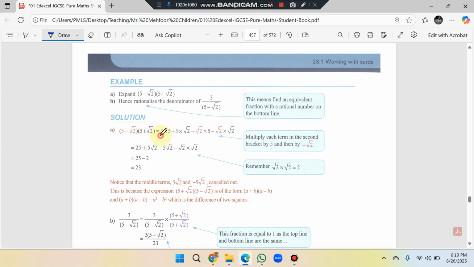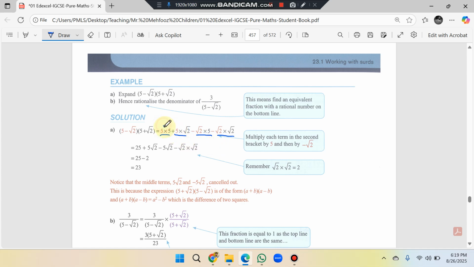First term multiplied by the first term, that is 5 multiplied by 5, and first term multiplied by the second term, that is 5 multiplied by plus square root of 2, as it is. And now minus square root of 2 multiplied by 5 and minus square root of 2 multiplied by square root of 2, according to the previous algebraic multiplication method, right?